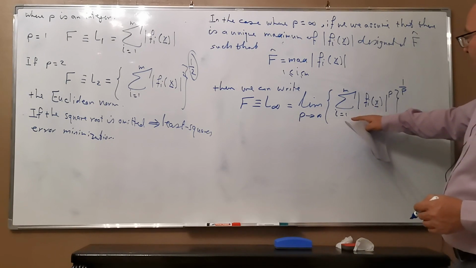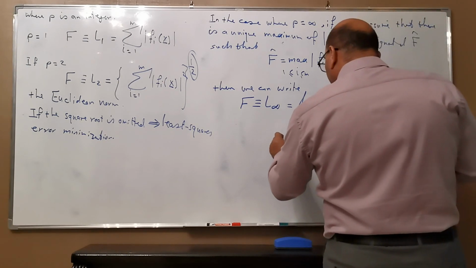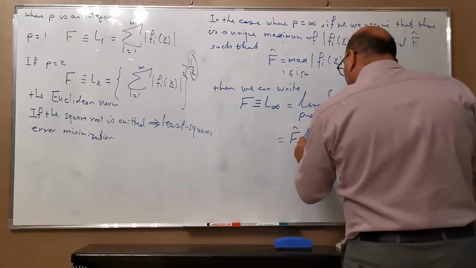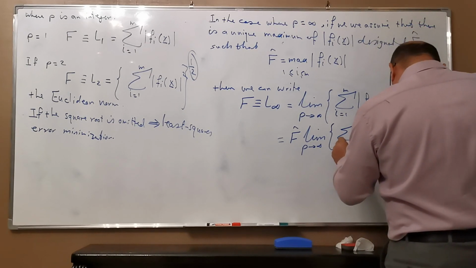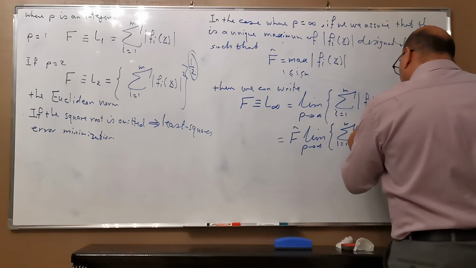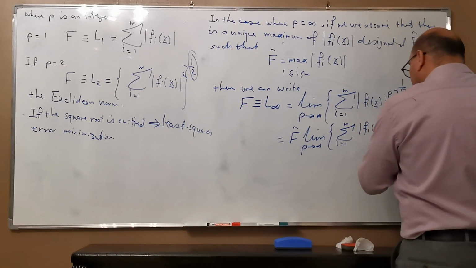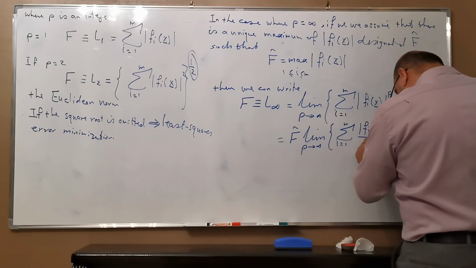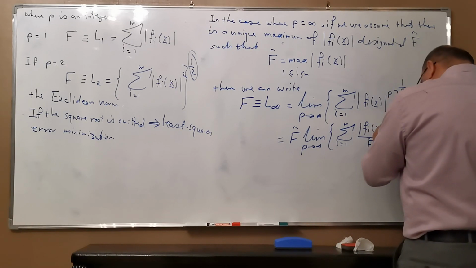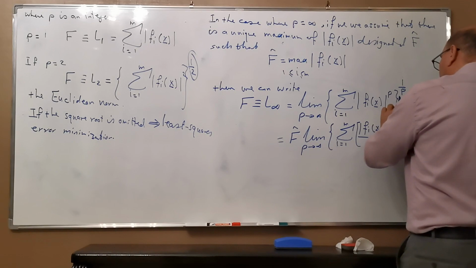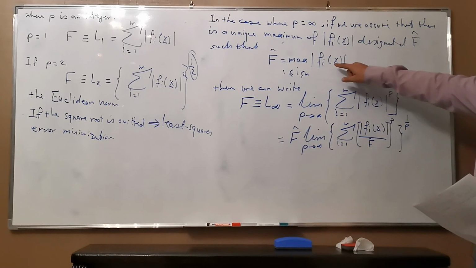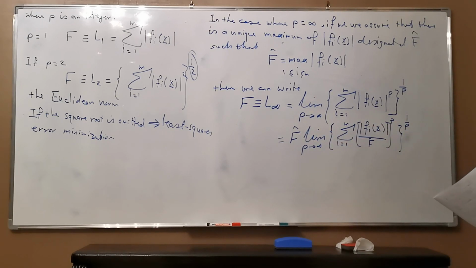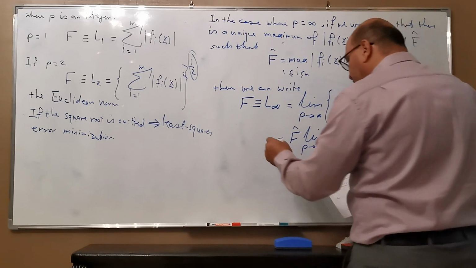Now, I'm going to divide this by f hat and multiply it by f hat. So we have f hat, limit as p goes to infinity, of the summation from i equals 1 up to m, of the magnitude of f_i of x divided by f hat, the whole thing to the power p, and the whole thing to the power 1 over p. We introduce f hat here, it's still the same: this is equal to f and this is equal to L infinity.